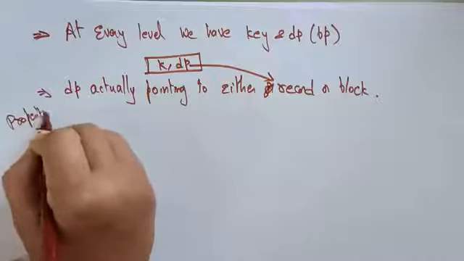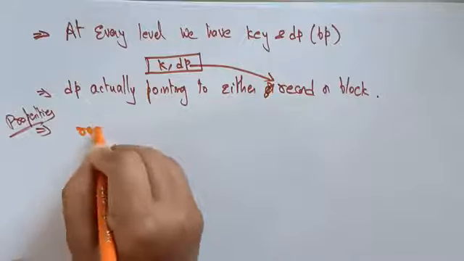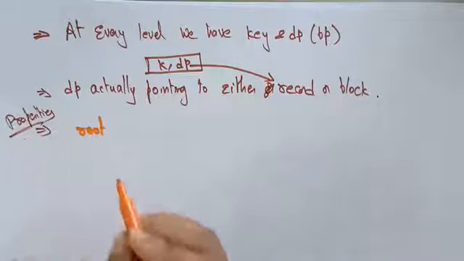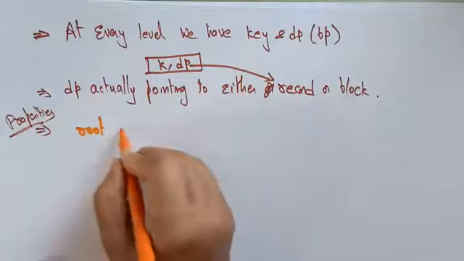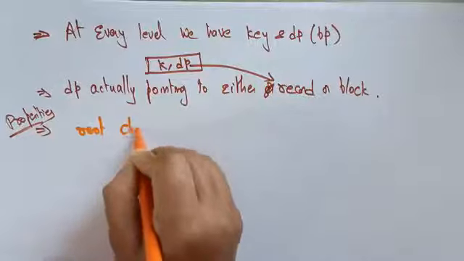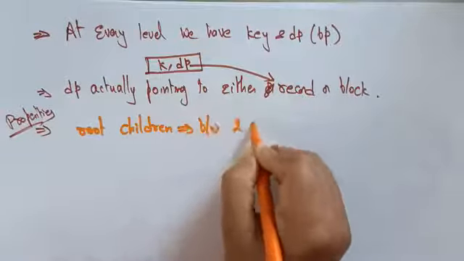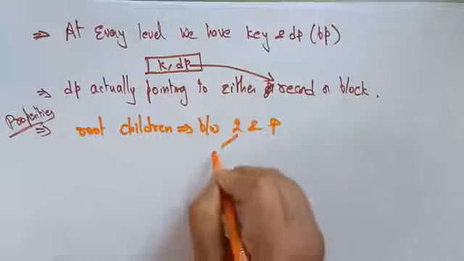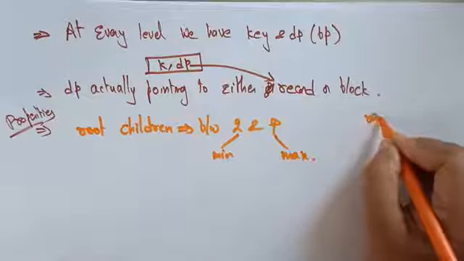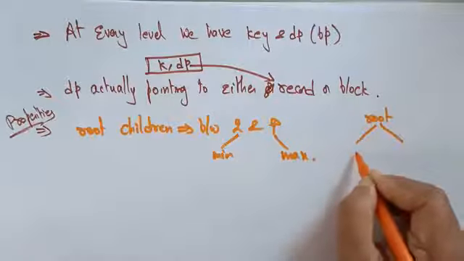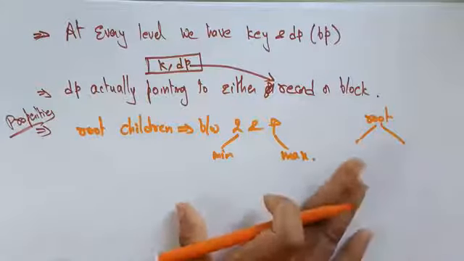Okay, so let's have a look at the properties of B trees. First, the root. Every node has at most m children. The root consists of children between 2 and p, so 2 is the minimum value and p is the maximum value. If a root is there, it has a minimum of 2 children. The maximum can be any number. So this is one property.